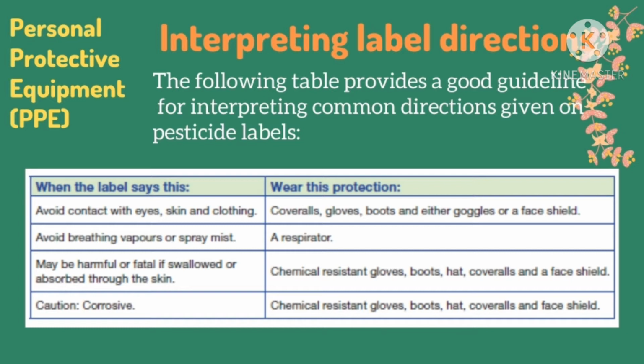When the label says avoid breathing vapors or spray mist, wear a respirator. When the label says may be harmful or fatal if swallowed or absorbed through the skin, wear chemical-resistant gloves, boots, hat, coveralls, and a face shield. When a label says caution corrosive, wear chemical-resistant gloves, boots, hat, coveralls, and face shield.